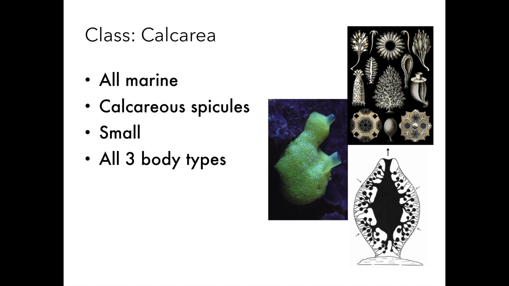So the class Calcarea is a strictly marine class of sponges, no freshwater members of Calcarea. They have calcareous spicules. So the spicules are made up of calcium carbonate. They tend to be very small sponges, but all three body types may be represented.